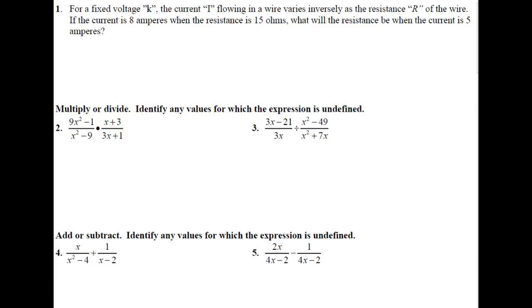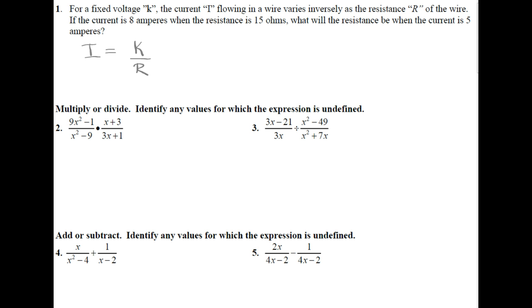All right, we're going to go through a few problems here for the first part to this quiz key. And the first one is a direct and inverse variation question where we have a fixed voltage K and a current, which is I, that varies inversely as the resistance R. So I varies inversely as R, which means we would have I equal to K divided by R. And we do not know what that constant voltage K is.